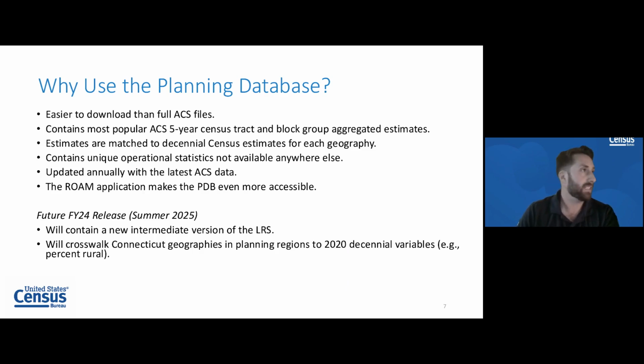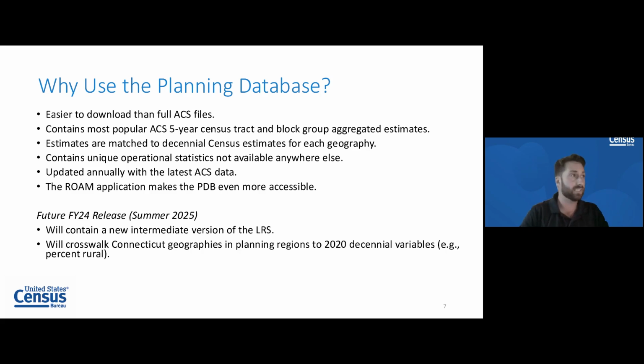So why use the planning database? We do all the hard work for you. That's a big one, is that instead of downloading all these ACS files or combining these variables across different data tables and different sources, we kind of do that for you all in one area. As mentioned, we have some of the most popular ACS 5-year census tract and block group estimates. We also have decennial census data as well. So you're getting both ACS and the decennial census all in one data set. So that's nice.